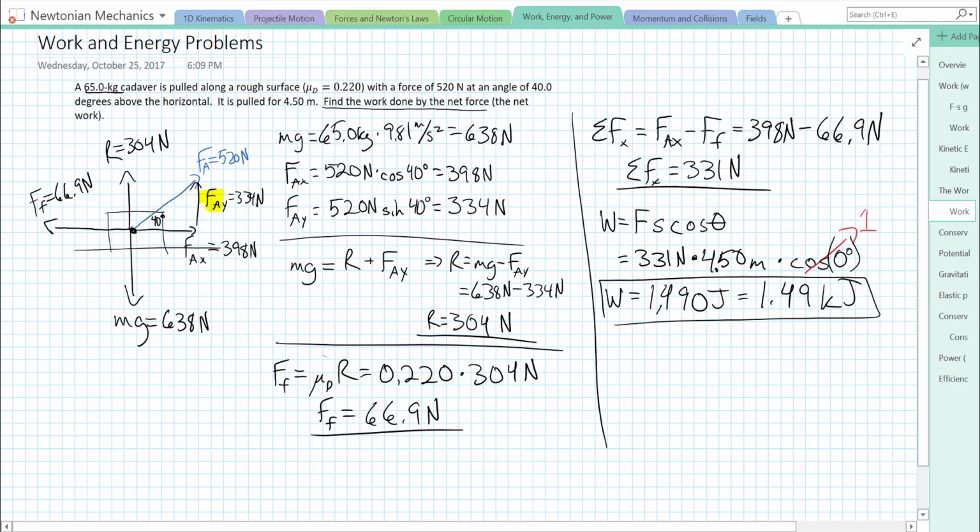That's that. If you want to find the net work when there are multiple forces acting, you just find the net force and then use the work formula. An alternate method would be to find the work done by each force. There's actually only work done by Fax and the force of friction, and add them up. You should get the same answer, because your work done by Fax will be positive, your work done by Ff will be negative, and they'll end up giving you 1.49 kilojoules of work. Hope that was helpful.